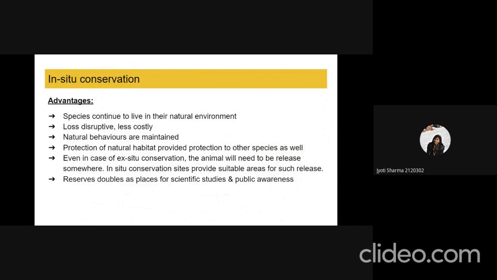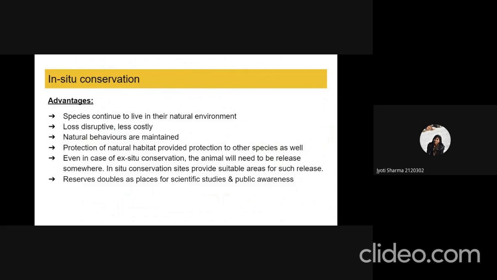Firstly, the advantage is that species continue to live in their natural environment; they don't need to go somewhere else. Then it is less disruptive and less costly, because they are living in their natural habitat, and we don't need to create any artificial condition for them. Then the natural behaviors are maintained. Tigers don't forget how to hunt.